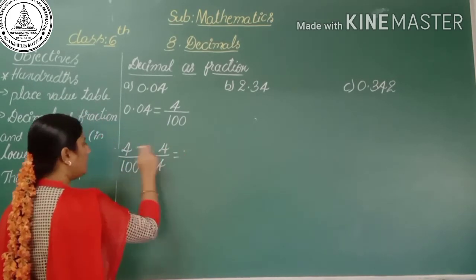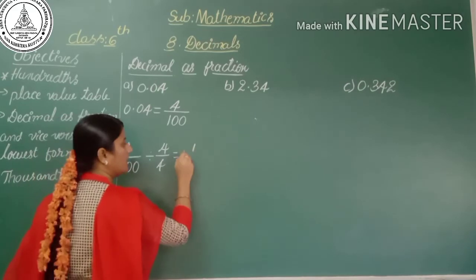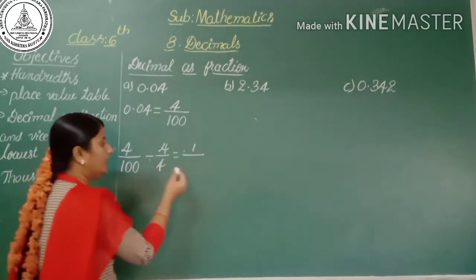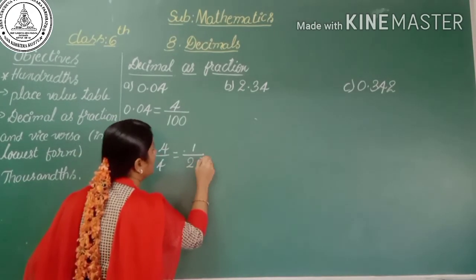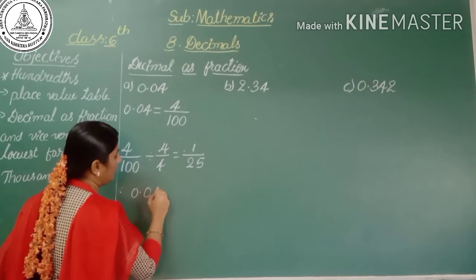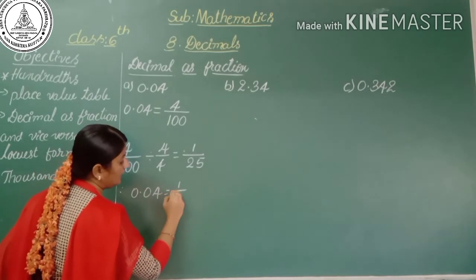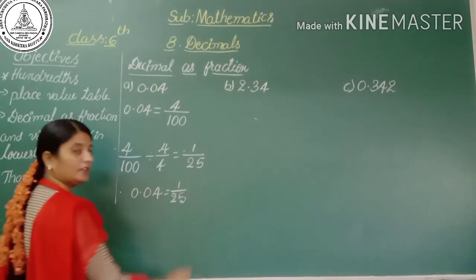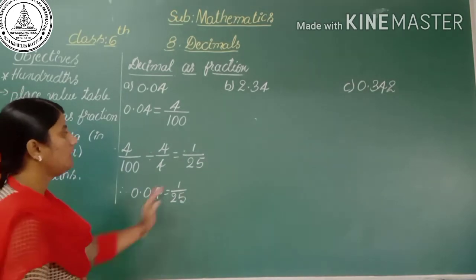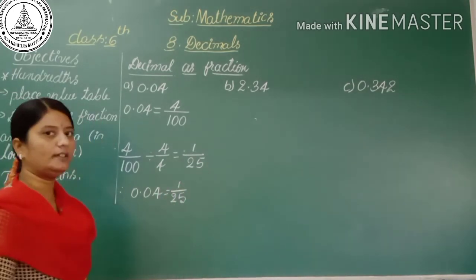Okay. Yes. 4 how much are 4? 4 ones are 4. Then 4 how much are 100? 4 25s are 100. Yes. Now we can write it as, therefore, 0.04 is equal to 1 by 25. Okay. Yes. Then similarly, B, 2.34.